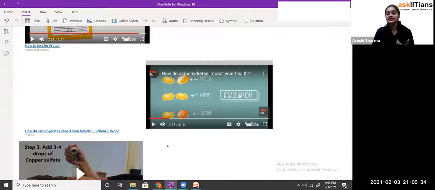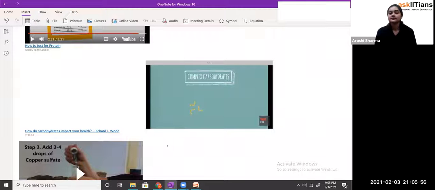So first the classification of the carbohydrate is the monosaccharides, then the second classification is the disaccharide, and a disaccharide is nothing but the combination of the simpler sugar. Okay, and that is why you call them the disaccharides. And you can see the examples are lactose, maltose, and sucrose.